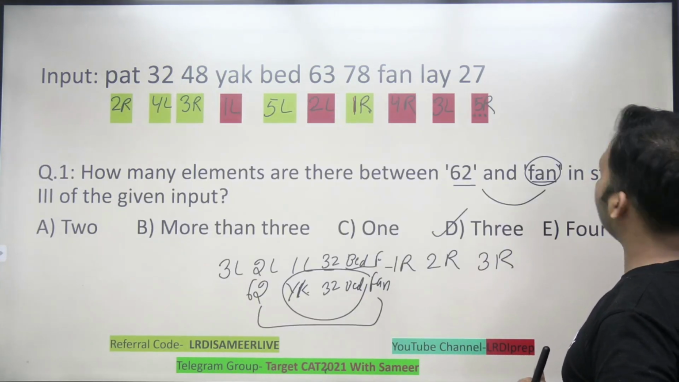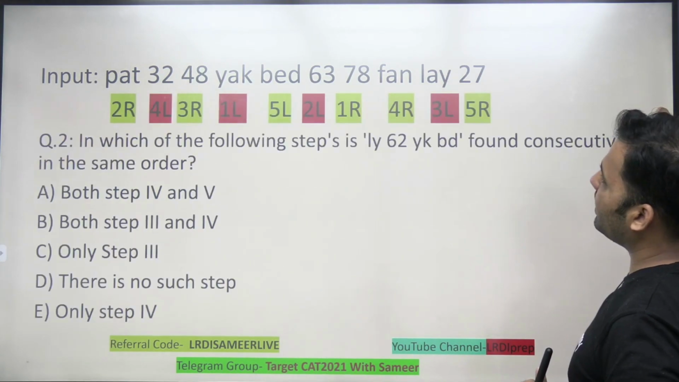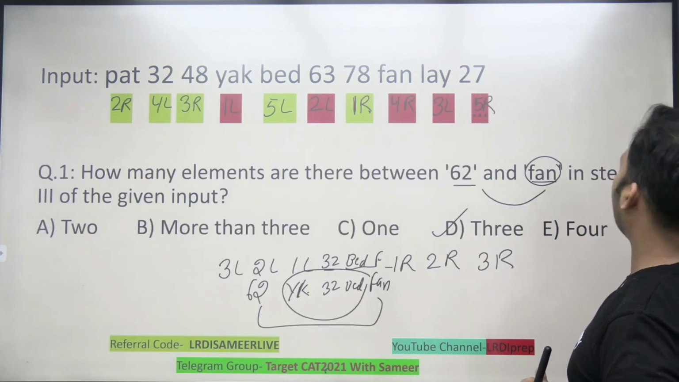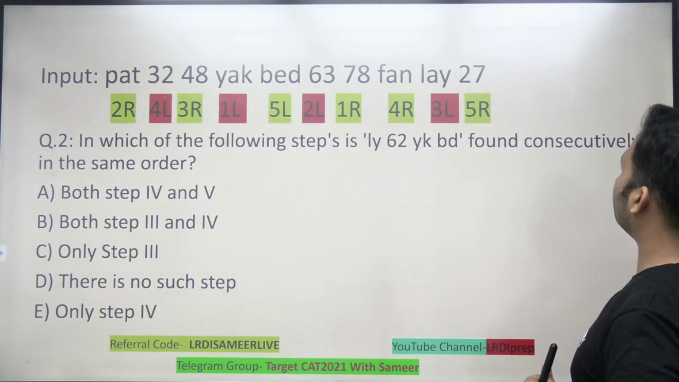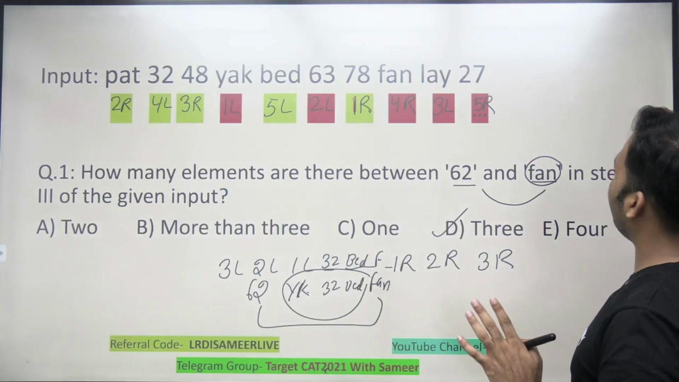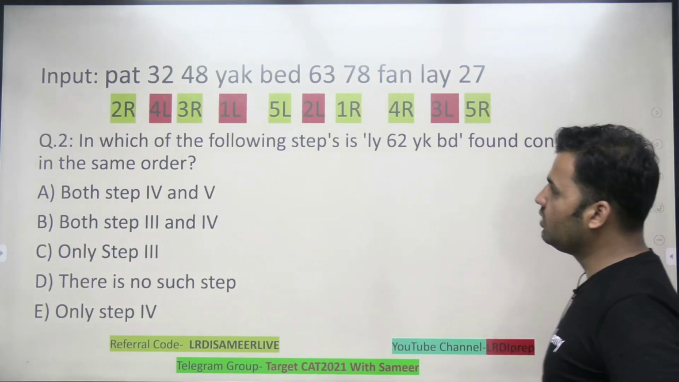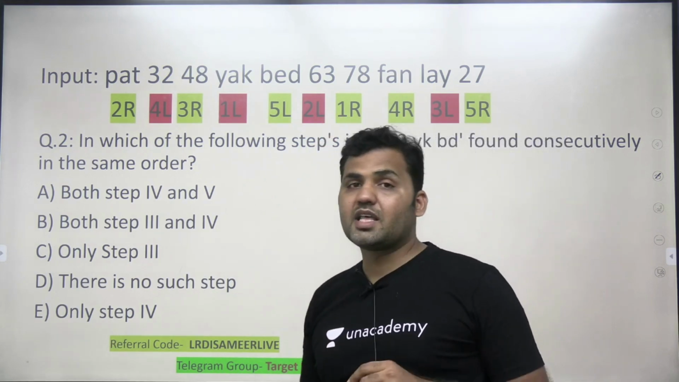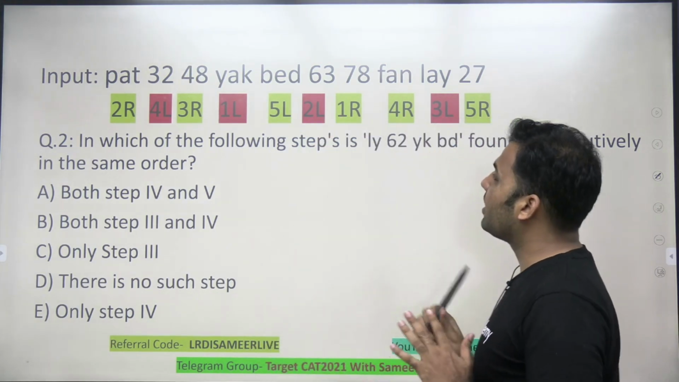I have already given them the ranks: 2R, 4L, 3R, 1L, 5L, 2L, 1R, 4R, 3L, 5L. And I have discussed already with you the approach of ranking. You see that with this ranking, the question will become very easy.